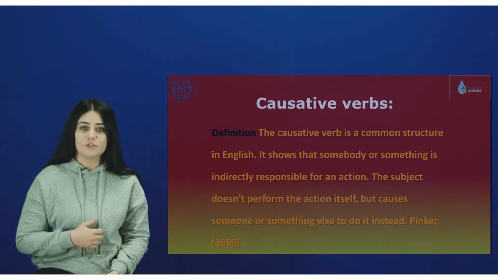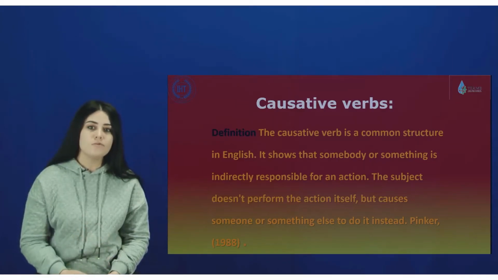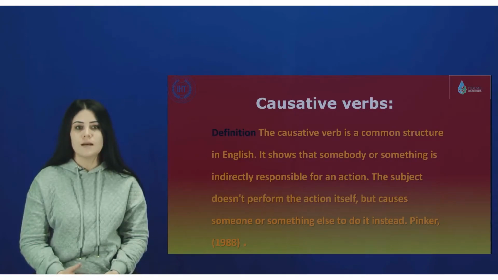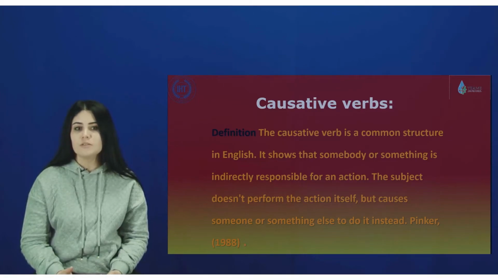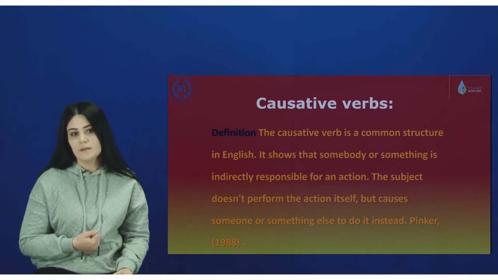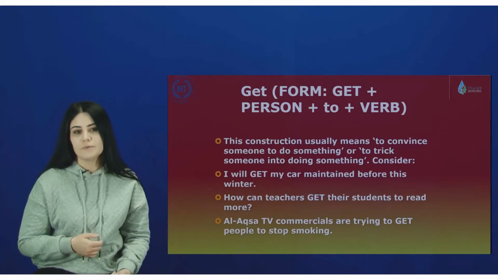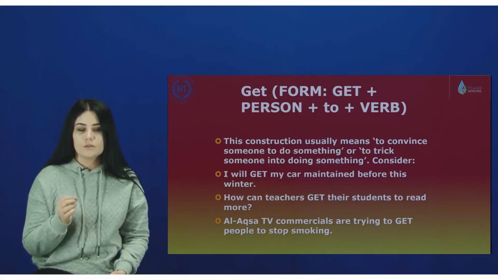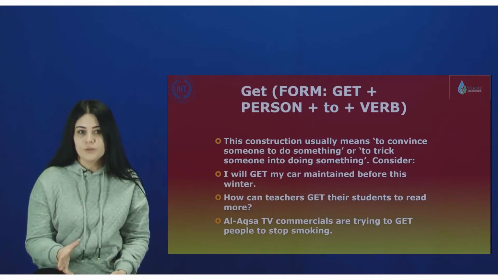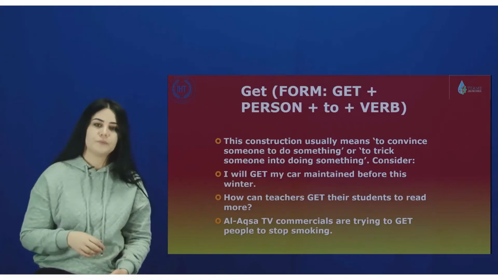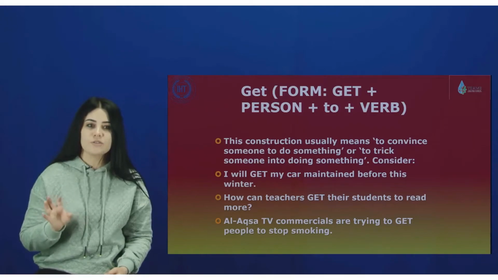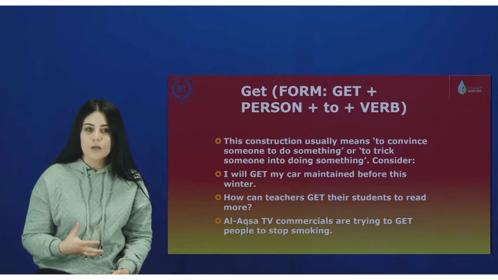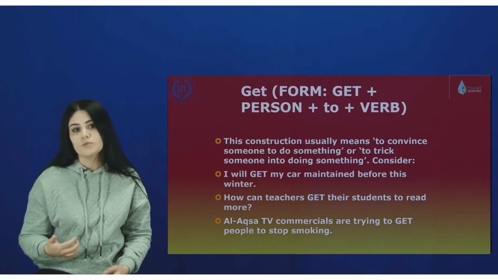Causative verbs. Definition. The causative verb is a common structure in English. It shows that somebody or something is indirectly responsible for an action. The subject doesn't perform the action itself, but causes someone or something else to do it instead. Get. So we form get plus person plus to plus verb. These constructions usually mean to convince someone to do something or to trick someone into doing something.